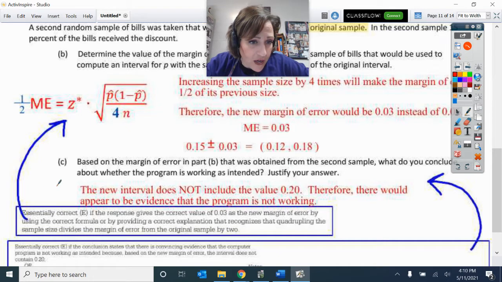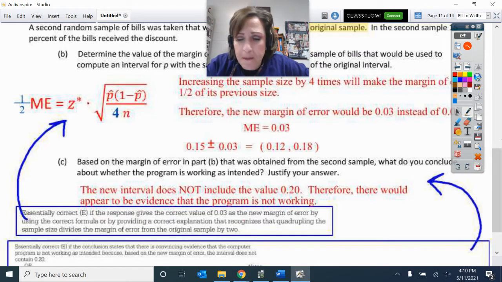So to get credit for there, it's essentially correct if the response gives the correct value of 0.03 as the new margin of error by using the correct formula or providing a correct explanation that recognizes quadrupling the sample size divides the margin of error by 2. So they wanted this explanation, whether it's in words or showing by formula, and then that new margin of error was 0.03.